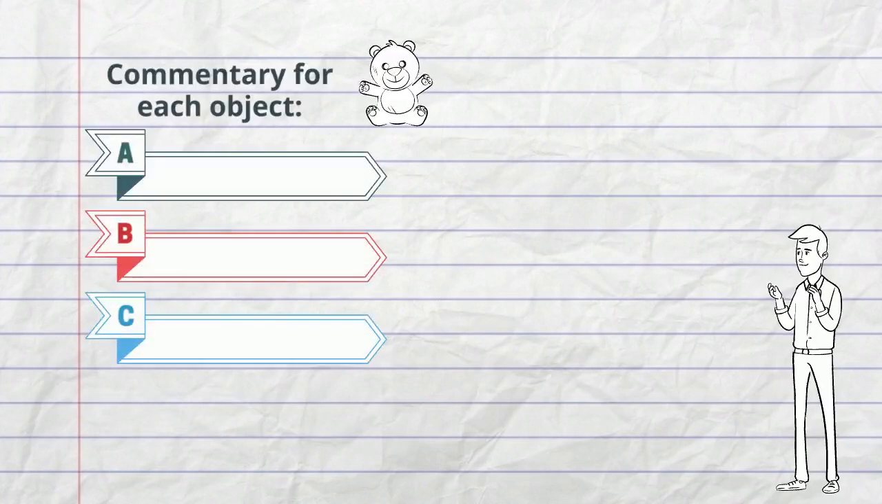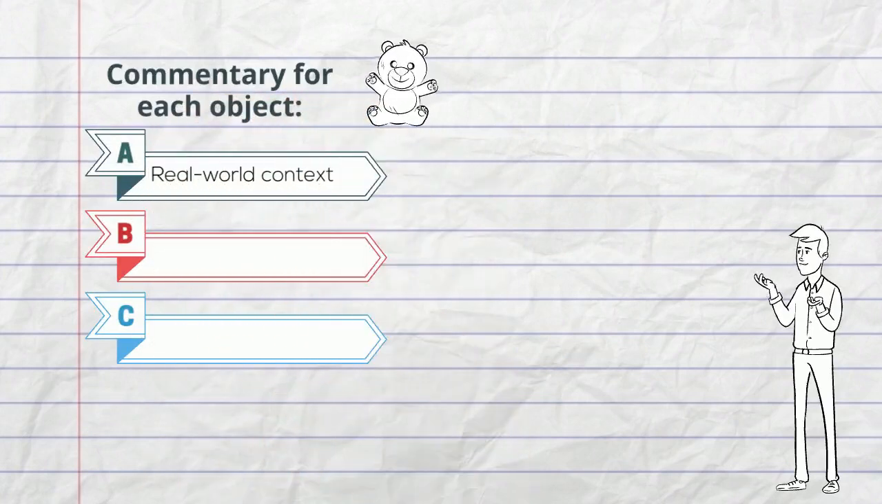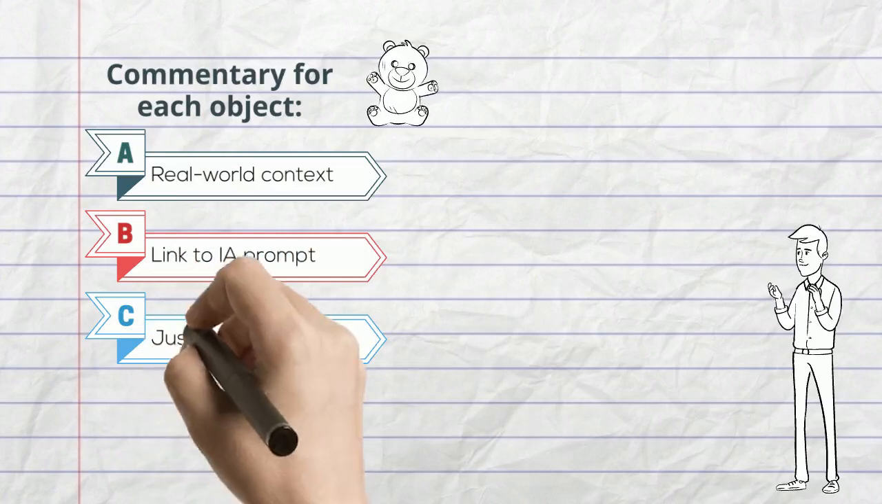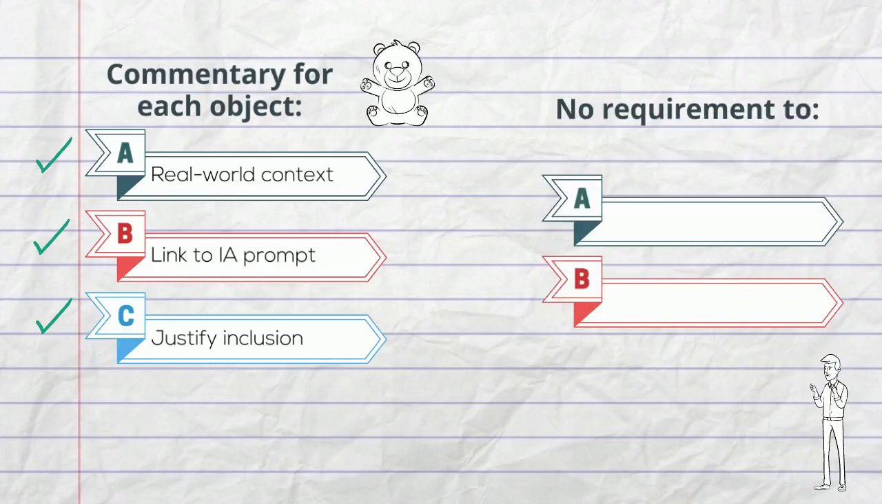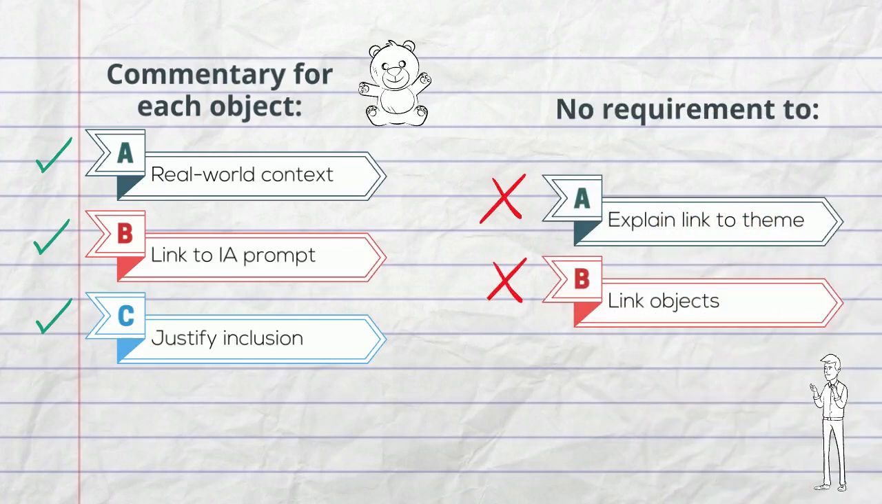Identify the object and its specific real-world context, explain the link to the IA prompt, and justify the inclusion of the object in your exhibition. Contrary to a popular belief, here are the things for which there is no requirement to be included in the commentary. You don't have to explain the link between your object and TOK themes, and you don't have to link the objects to each other.